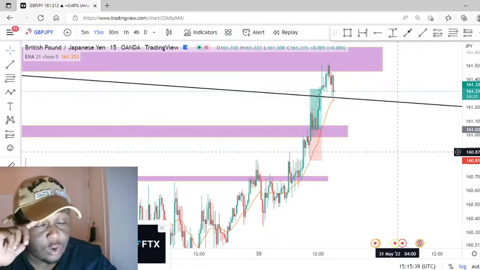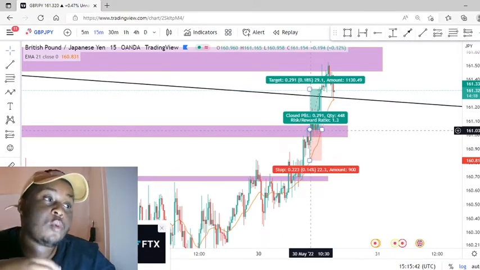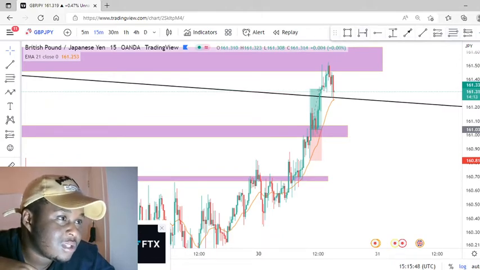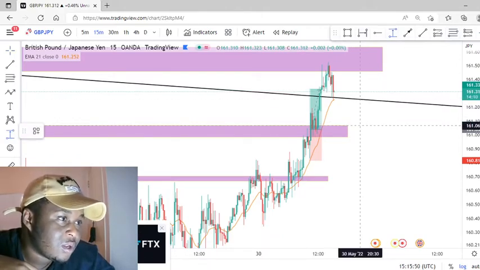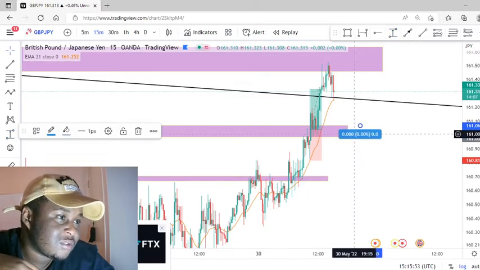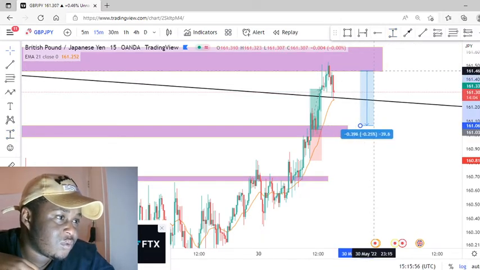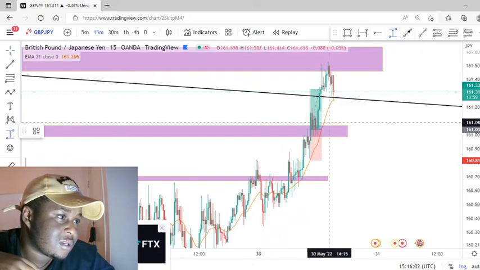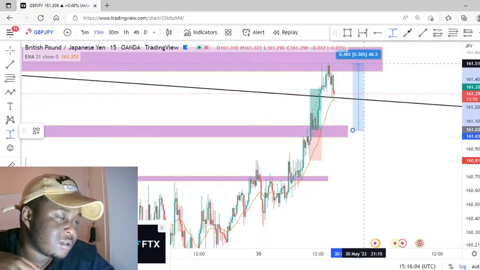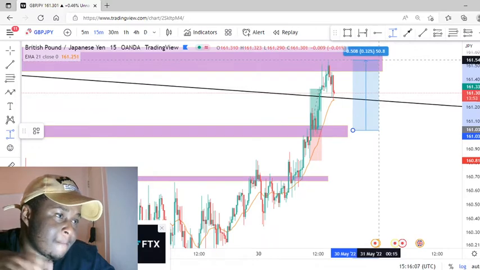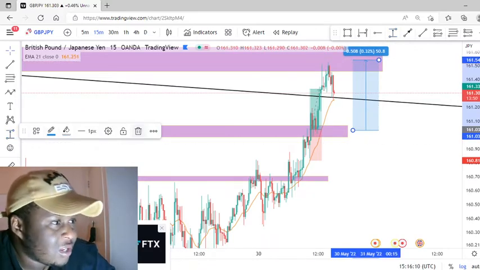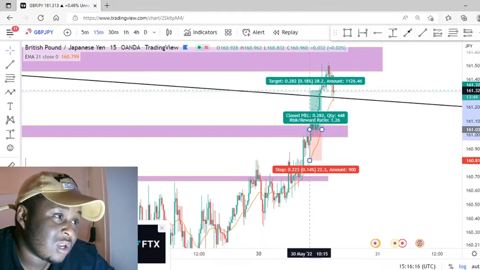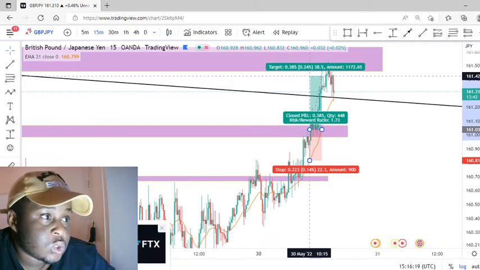So what I decided to do was wait for it to break this level and go to the next level, for a potential 50 pip move. I think the break to here is a 50 pip move. All I wanted was a 1 to 2, basically. But I didn't get a 1 to 2.